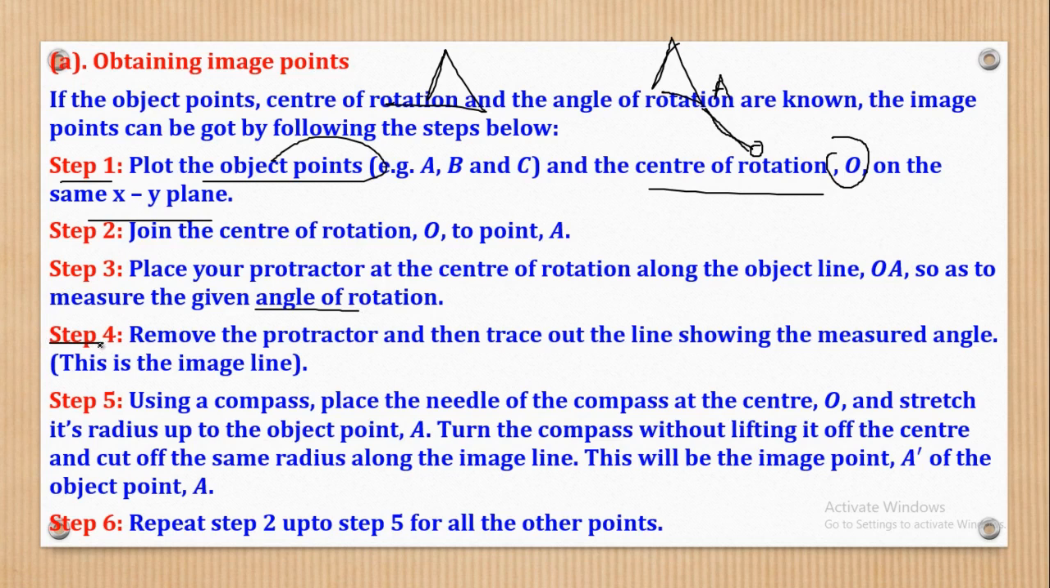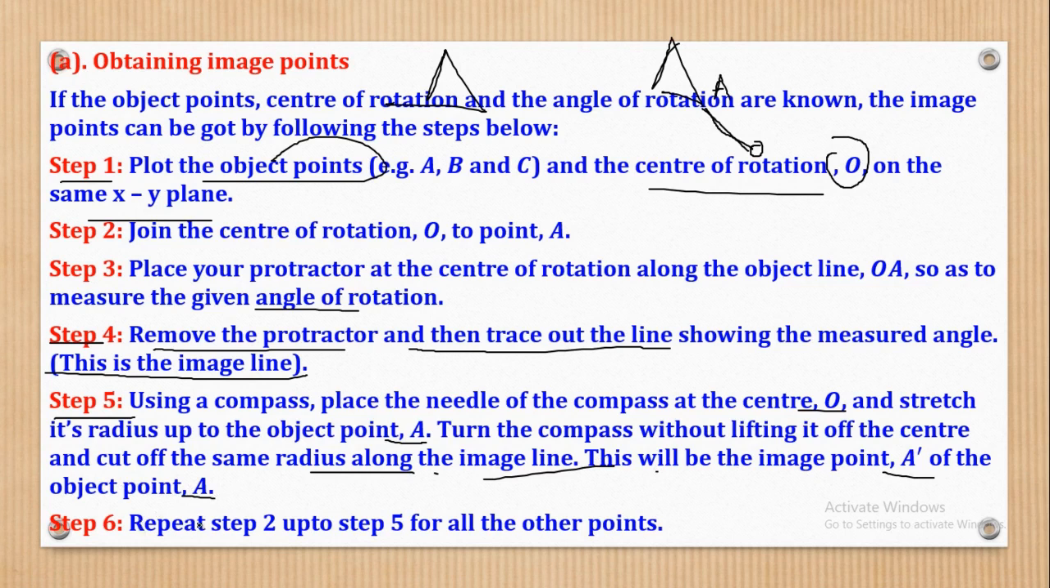Then step 4, remove the protractor and trace out the line showing the measured angle, and this will be the image line. Step 5, using a compass, place the needle of the compass at the center O and stretch its radius up to the object point A. Turn the compass without lifting it off the center and cut off the same radius along the image line. This will be the image point A prime of the object point A.